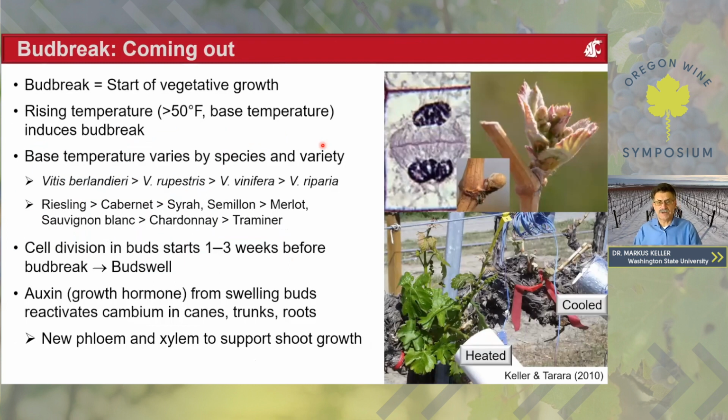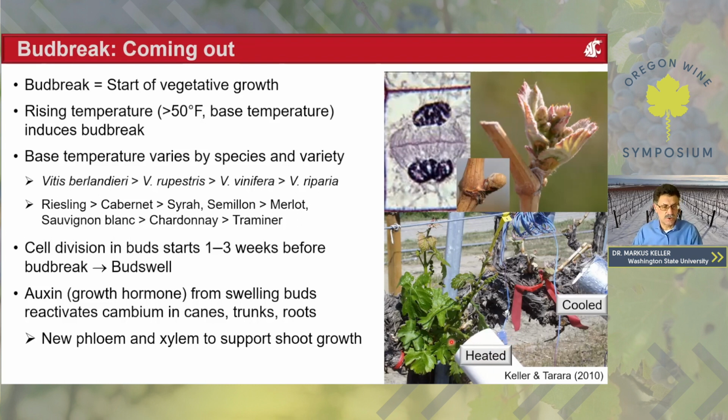Then we have bud break. The buds are now breaking. The temperature increases above 50 degrees Fahrenheit, which we call the base temperature of grapes. We tested that over here in an experiment with Julie Tarara, who many of you know in Oregon. We blew warmed air or chilled, cooled air on buds before bud break.